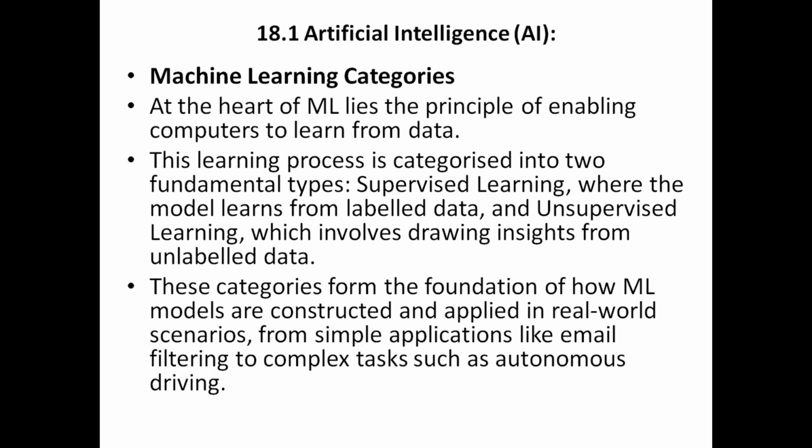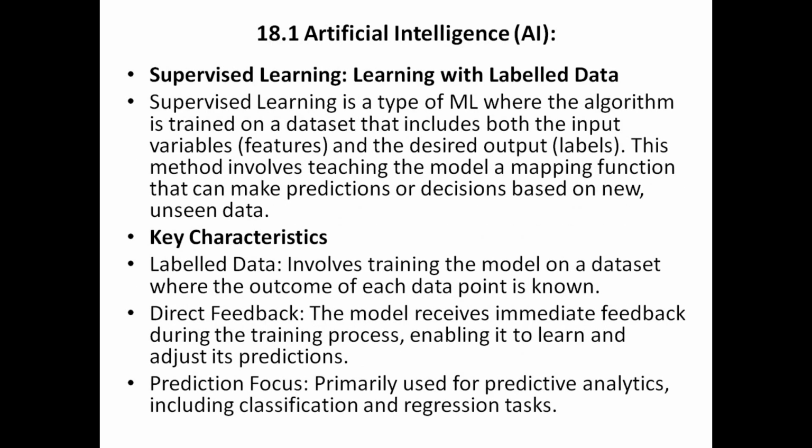Machine learning categories. Machine learning can be categorized into two fundamental types: supervised learning and unsupervised learning. These categories form the foundation of how machine learning models are constructed and applied in real world scenarios. What are they? We have already discussed them, but since they were mentioned in the syllabus with ML, I have written them again.